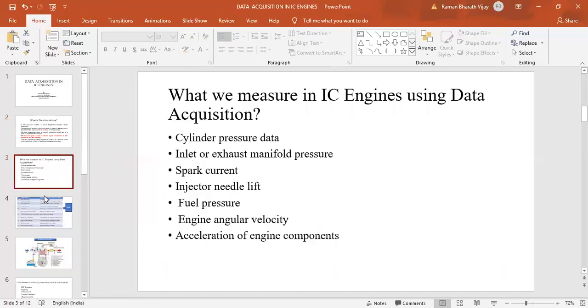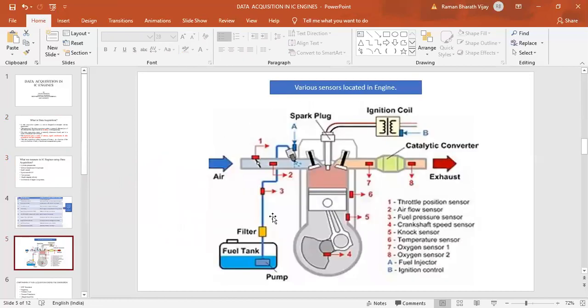Next we will go to the diagram here. You can see this diagram. You can see this engine. You can see a cylinder, a piston, everything. You can see a spark plug. In this engine, there are so many sensors placed here, namely 1, 2, 3, 4, 5, 6, 7, 8, then A, B. The name of each sensor is given here.